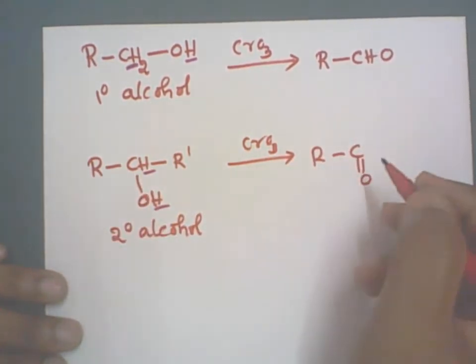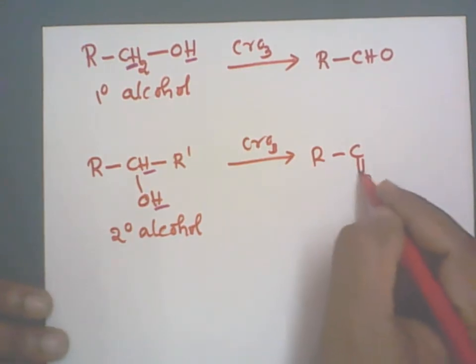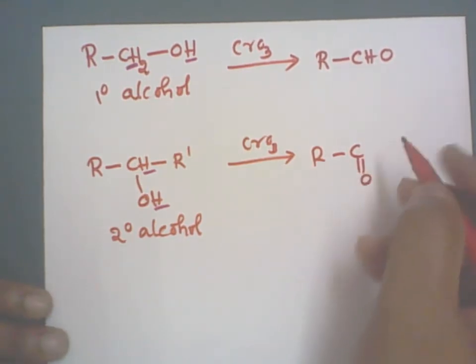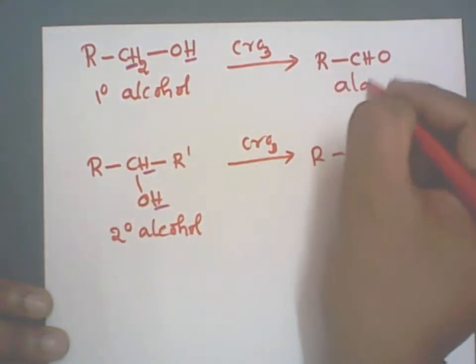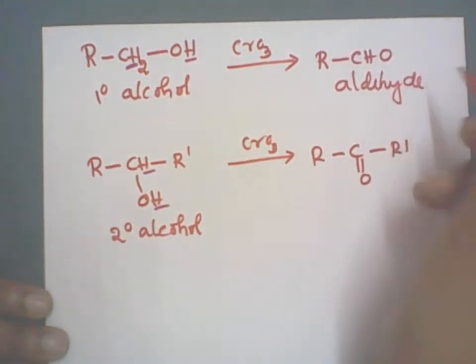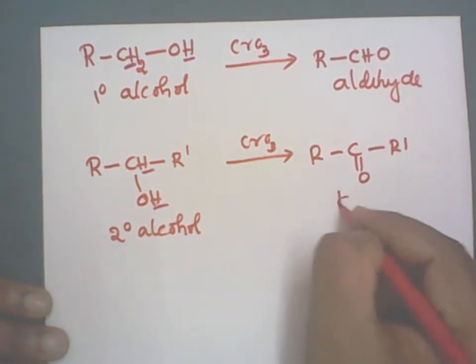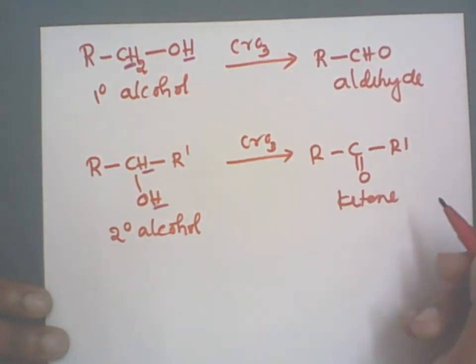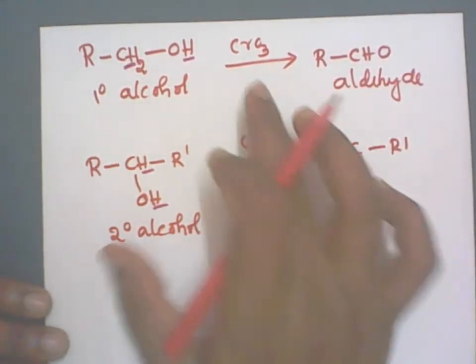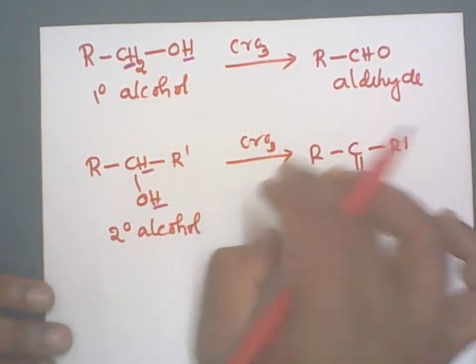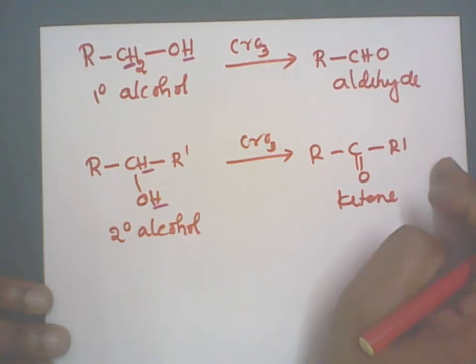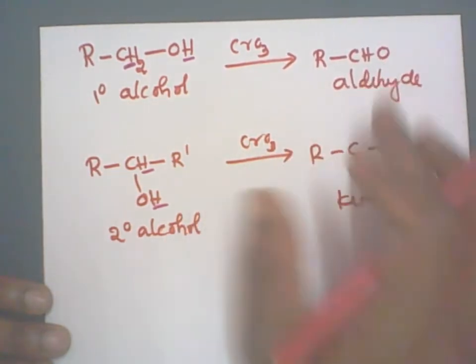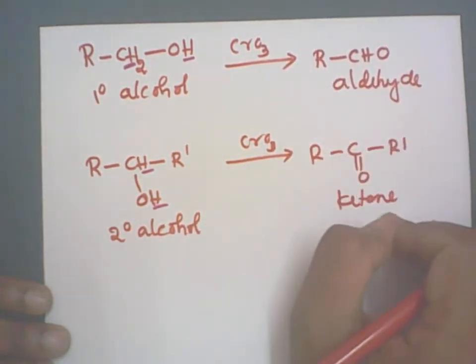Now double bond. You know that the valency of oxygen is 2. There should be a double bond now, right? Then R dash. So primary alcohol becomes aldehyde. Aldehyde. And secondary alcohol becomes the ketone molecule. Ketones. With chromium trioxide in anhydrous medium, they cannot be further oxidized to give carboxylic acid. Okay? Because they are mild, the reaction stops at this stage.